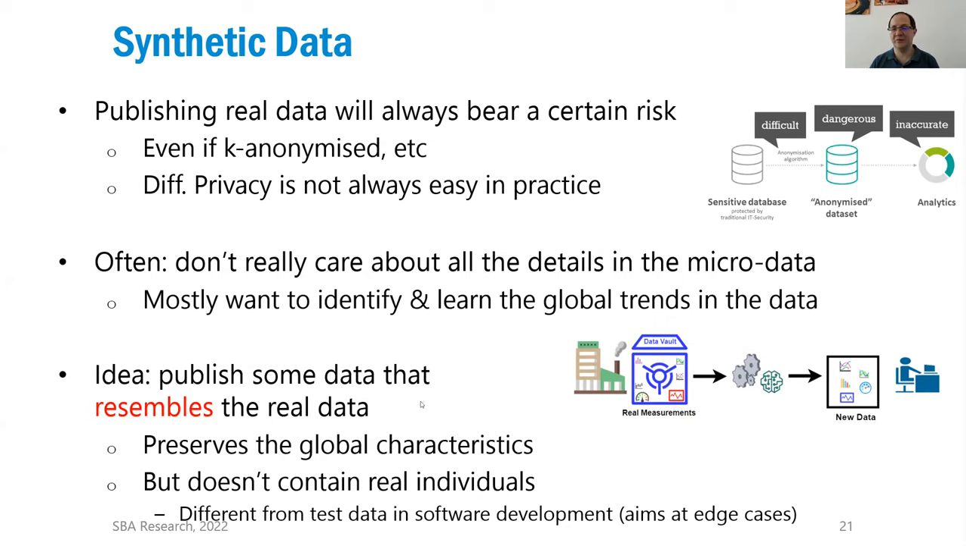So it preserves the global characteristics, for example, correlation between attributes and other statistical properties, but it doesn't really contain real individuals. And basically, I normally have some real measurements from which I then generate new data. This is different from maybe using test data in software development, where you try to generate edge cases to test the behavior of your functionality. Here we really try to generate data that resembles the original data.